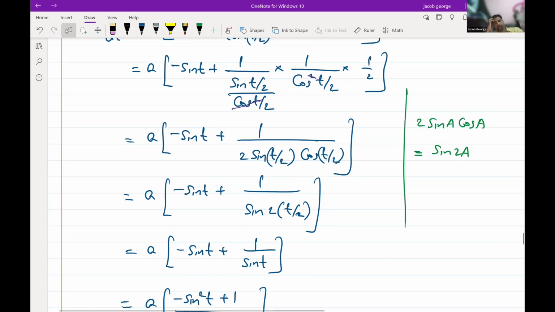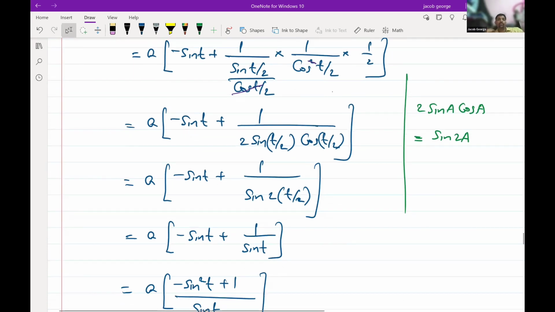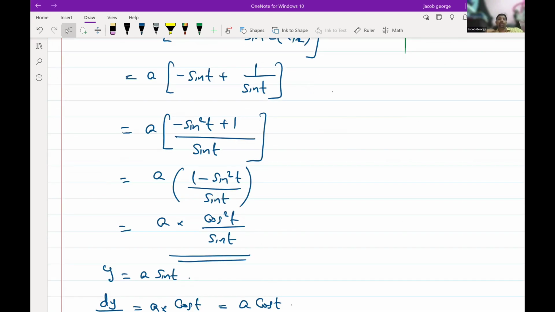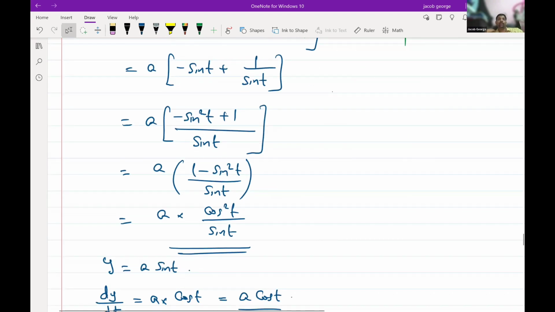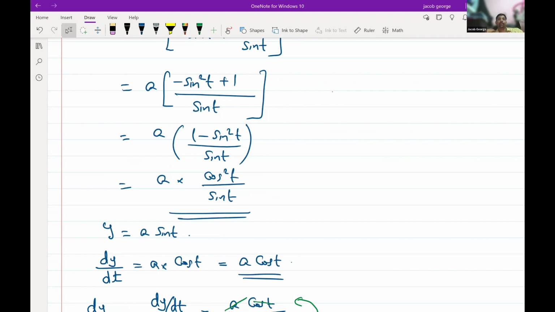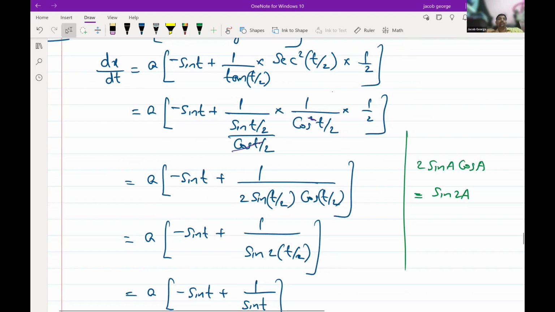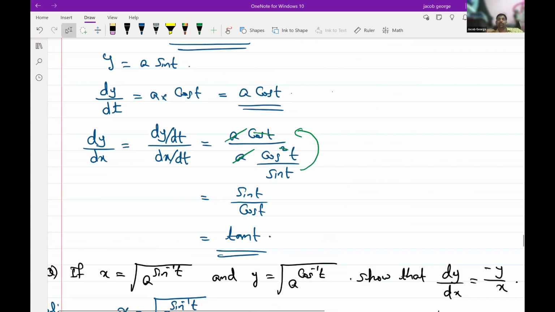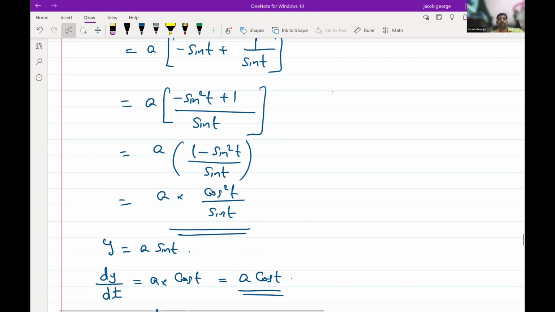So minus sin t plus 1 by sin t. So we got the answer like this: 1 minus sin square t by sin t, or a cos square t by sin t. This is dx by dt. After that, y is a sin t. We get dy by dt. Then we divide these two to get dy by dx. That question, is it clear? Especially the first part.